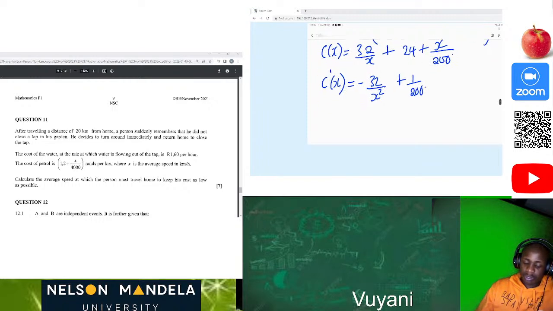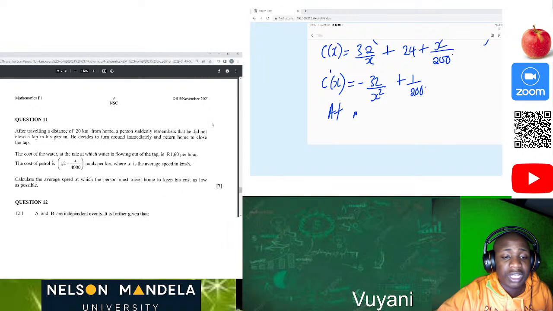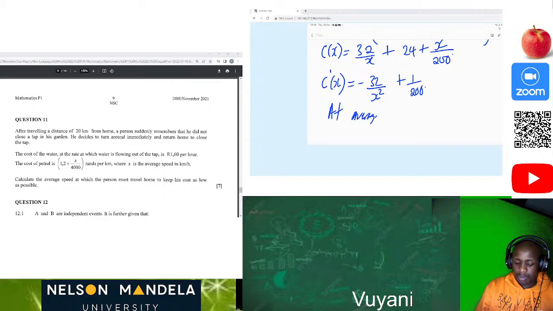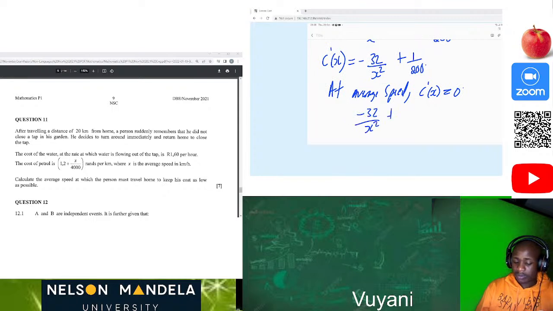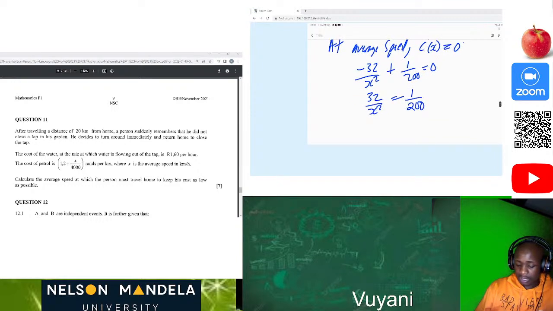Okay, then what do we know? What did they ask us again? They asked us for the average speed that the person must travel at. So at the average speed, C prime of x must be equal to 0. So now let's go: negative 32 over x squared plus 1 over 200 is equal to 0. So that will be 32 over x squared is equal to 1 over 200. And that will lead us to x squared is equal to 32 times 200, which gives 6400.